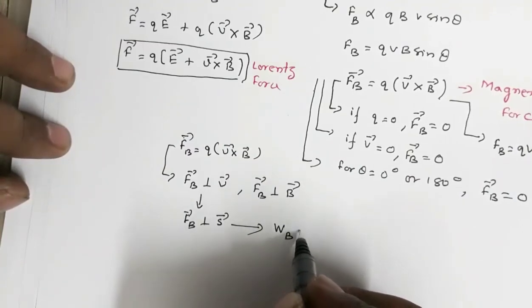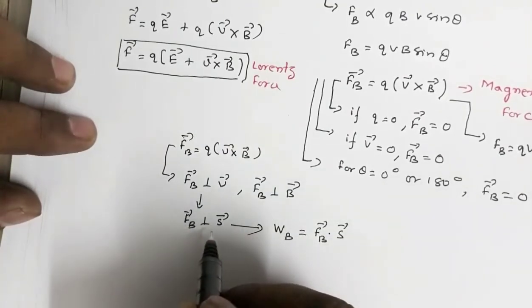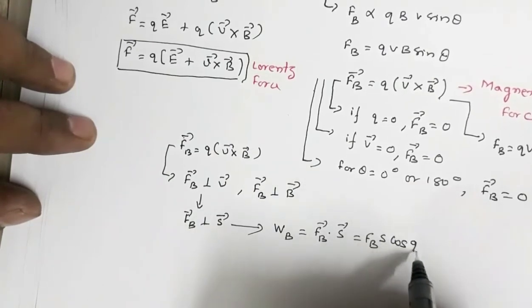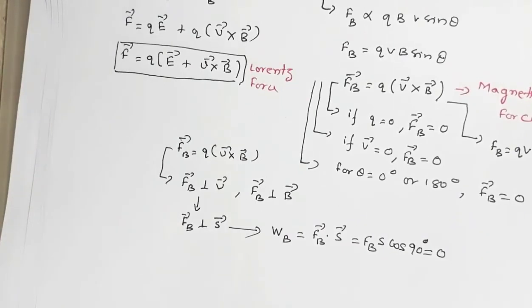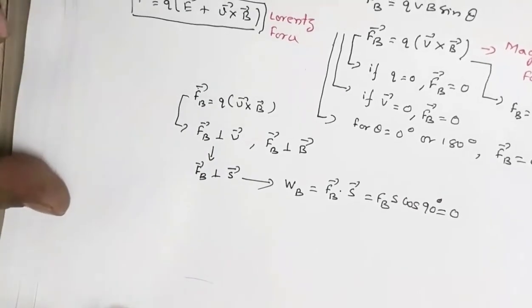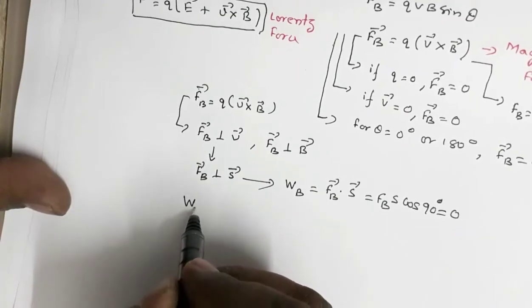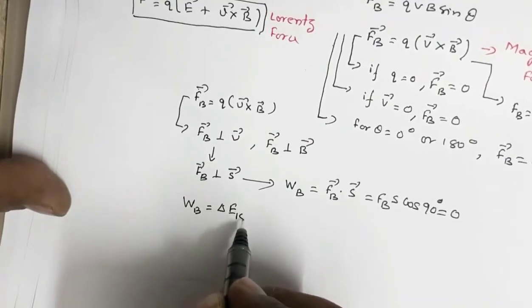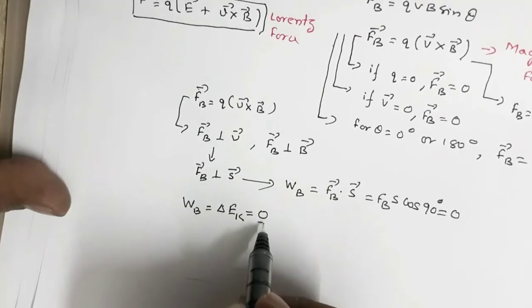Because work done by magnetic Lorentz force will be Fb dot S, but force and displacement are perpendicular, so this will be Fb S cos 90 degree, that is equal to 0. So that means work done by magnetic Lorentz force is always 0. Okay, so what does that imply? From the kinetic energy theorem or work energy theorem, work done is equal to change in kinetic energy. So since work done is 0, change in kinetic energy is 0.